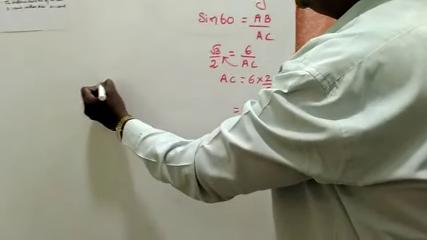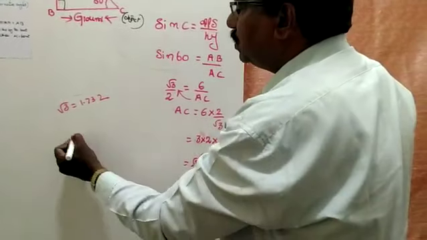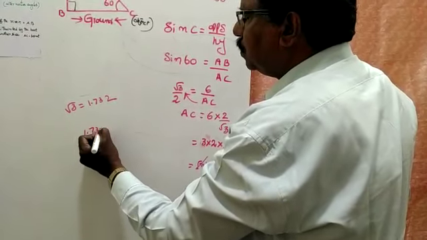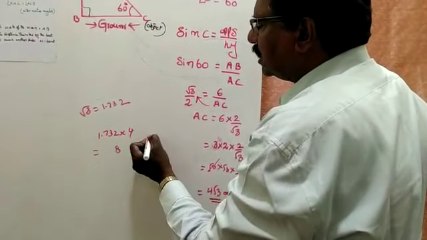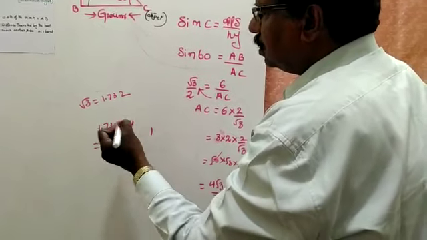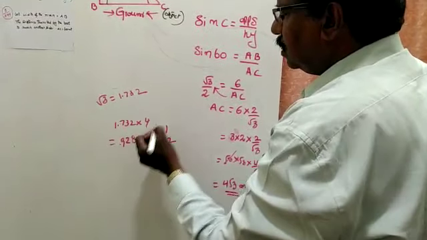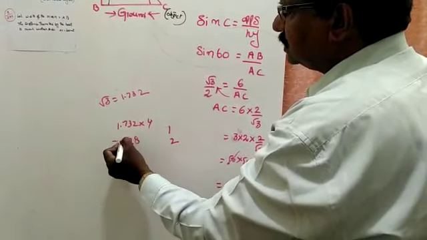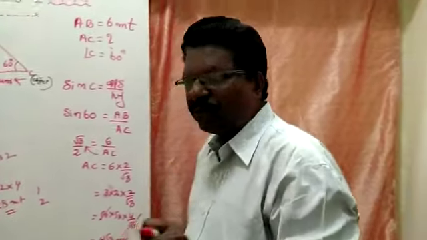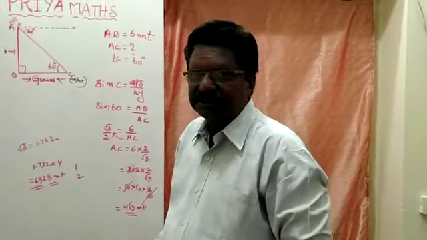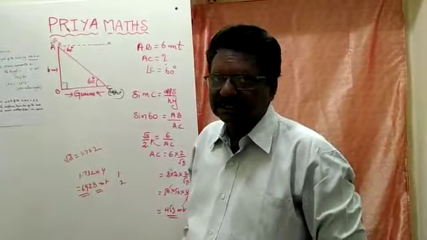Suppose you want the simplification. What is the value of root 3? Root 3 is equal to 1.732. Then you have to substitute 1.732 into 4. You have to multiply. 4 twos are 8, 4 threes are 12, 1 carry 2, 4 threes are 12, 1. 4 sevens are 28 plus 1, 29. 4 ones are 4 plus 2, 6. So 6.928 meters. Then you have to simplify and put the root 3 value. This is the 4 marks question, very important. You have to practice it.